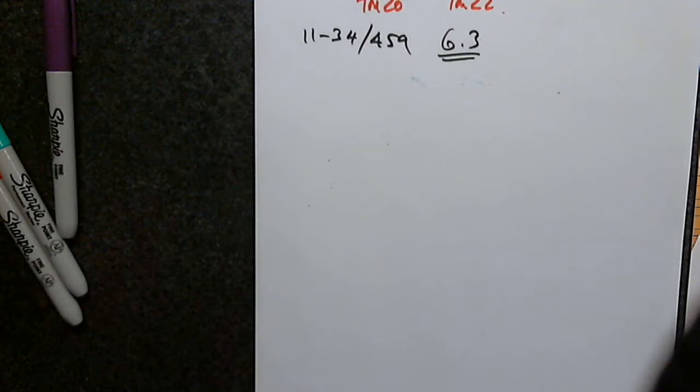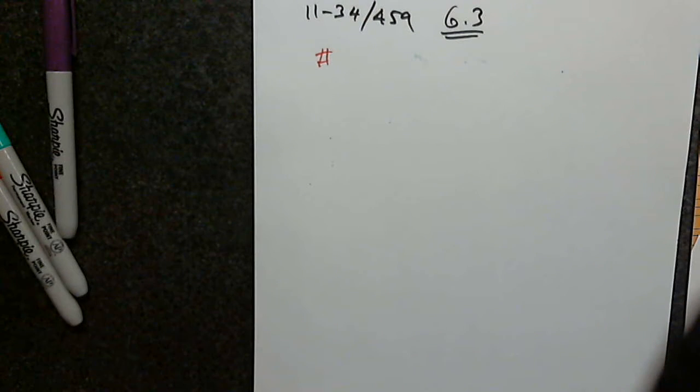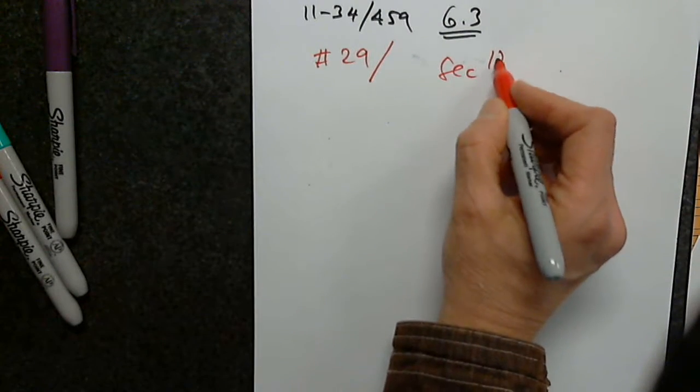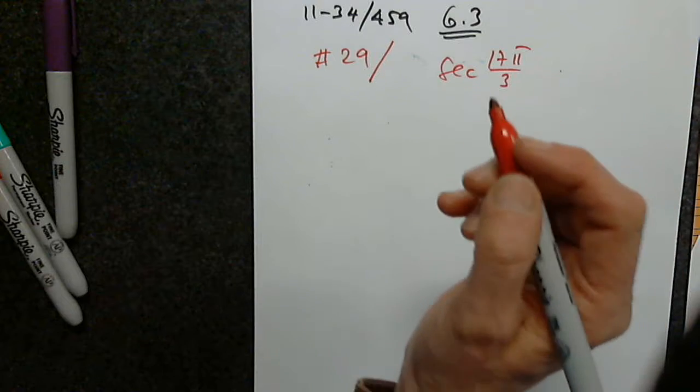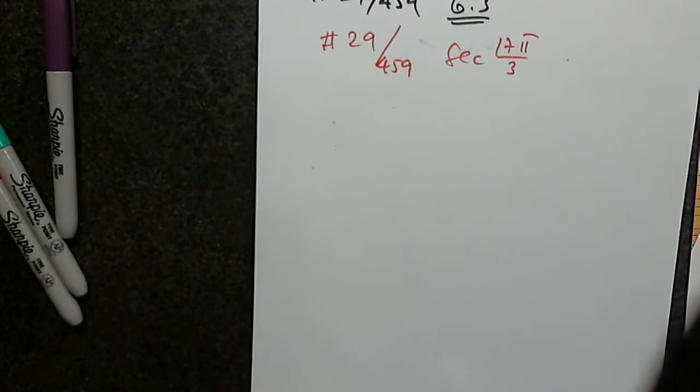I'm ready. Did you pick anyone? This is a very good exercise. Which problem? 29? Yes? Okay. Secant 17 pi over 3. And this is 29 on 459. Very good.